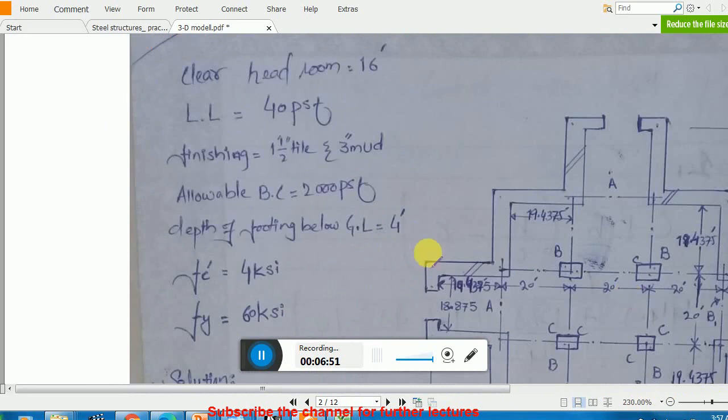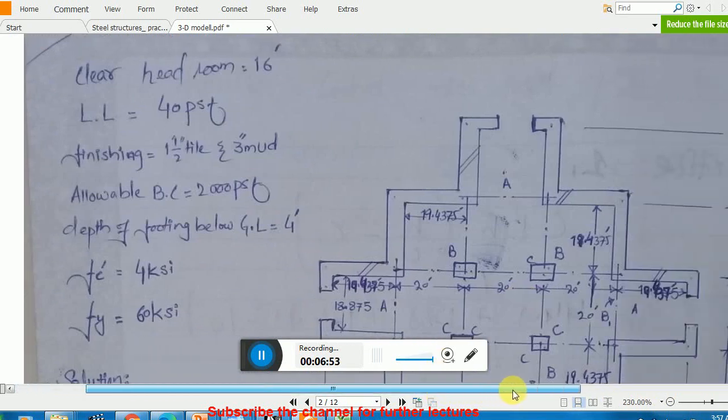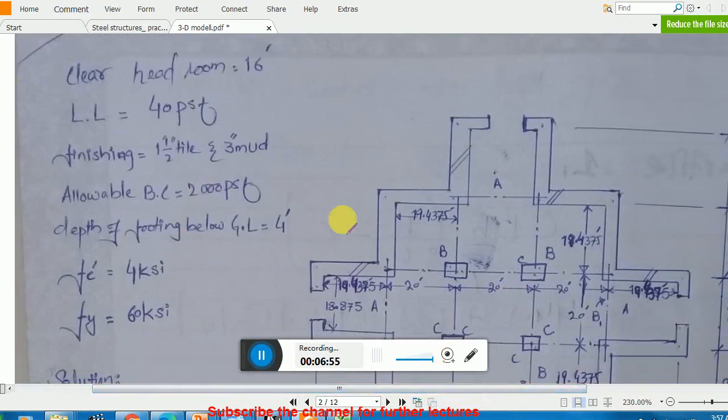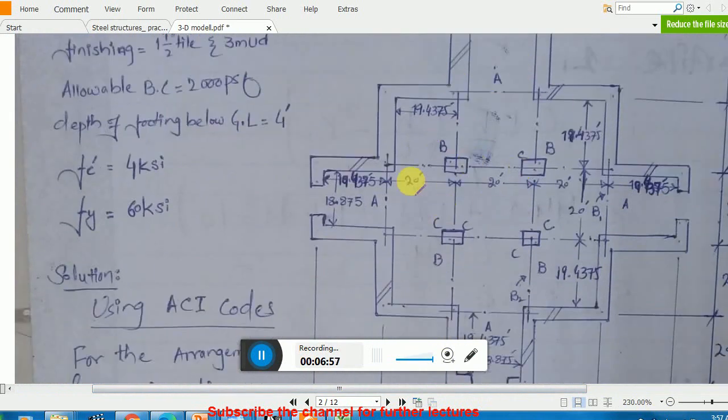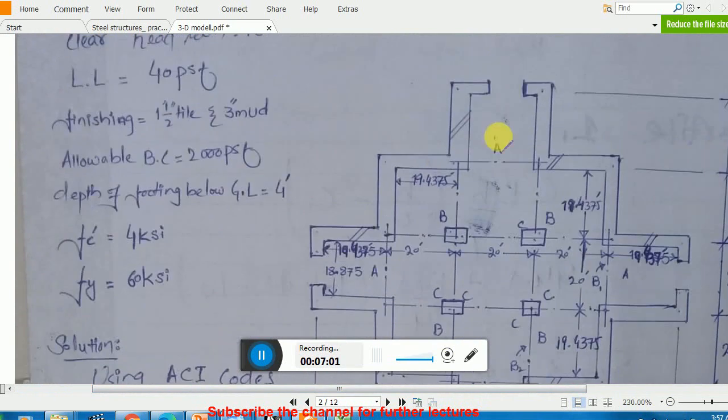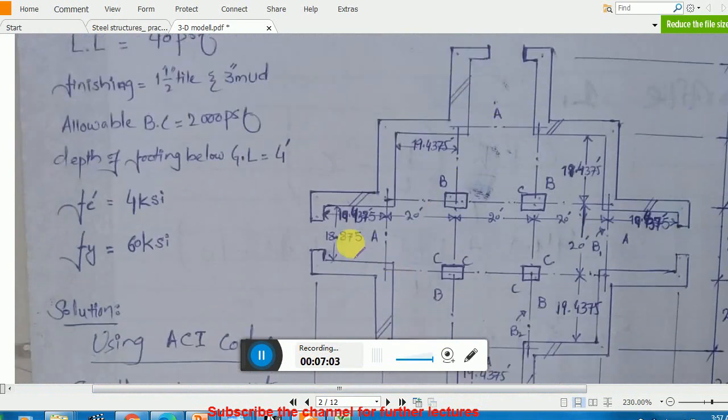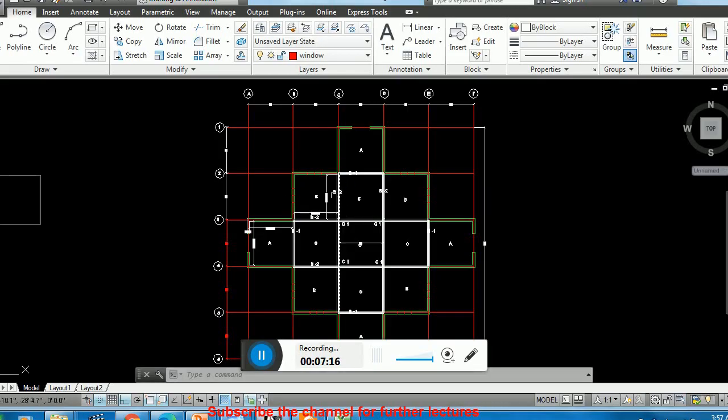Let me show you. These are the data I already explained, and this is our grid system. You see that we have panel A, panel B and panel C. Remember, these are the clear distances, 19.437 and 18.87. These are the clear spans.